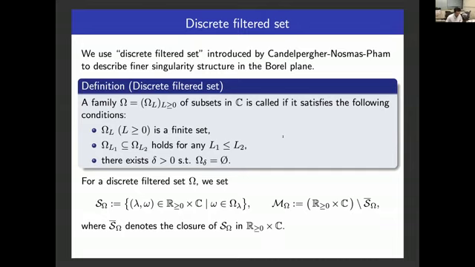So the discrete filtered set is defined in this way. A family Ω of subsets in C is called a discrete filtered set if it satisfies the following conditions. Ω_L for each L is a finite set, and Ω_{L1} is contained in Ω_{L2} for any L1 less than or equal to L2. And the third condition is that there exists some positive constant δ such that Ω_δ is equal to the empty set.